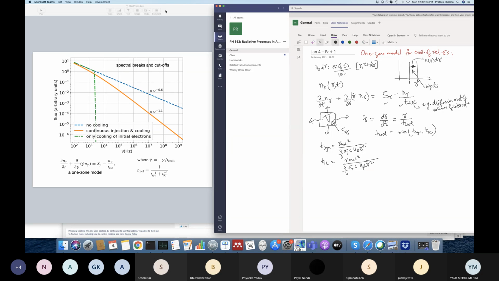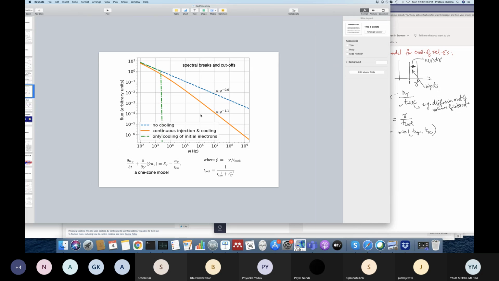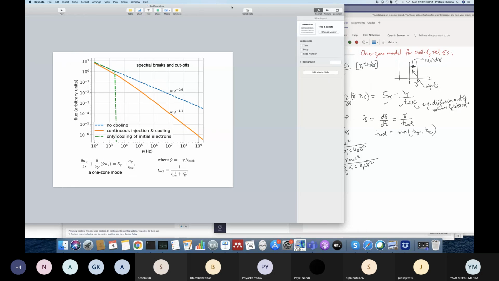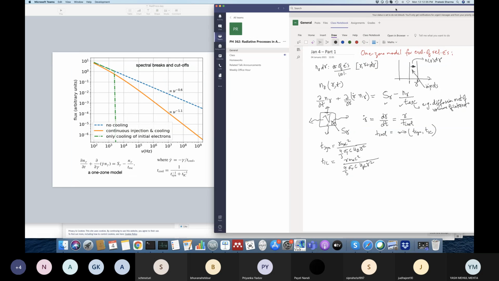So here we show an example of how this spectrum works. Let me just write down n gamma proportional to gamma to the minus p, which is something that we deal with. This is the injection spectrum. What we are saying is S gamma is equal to some constant times gamma to the minus p. This is how the cosmic rays are injected.